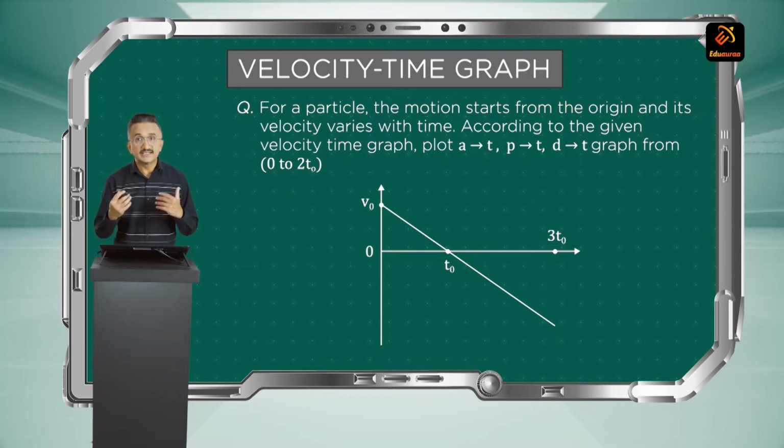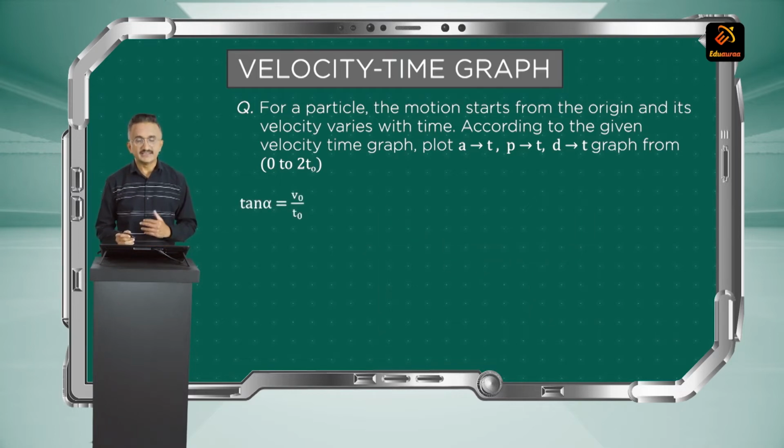With the help of this graph, I have to find out which one? Acceleration time graph. Even the distance time graph. Okay. What is the acceleration? The slope of the graph. Suppose I take this angle equal to alpha. Slope of the graph is nothing but the angle made with the positive direction of x-axis. So it is pi minus alpha.